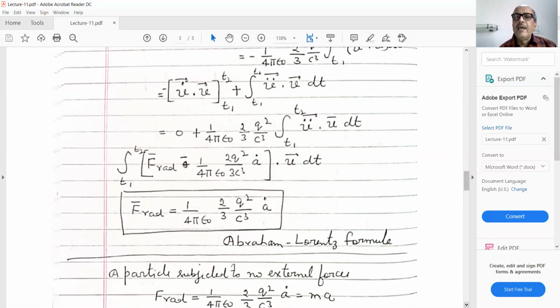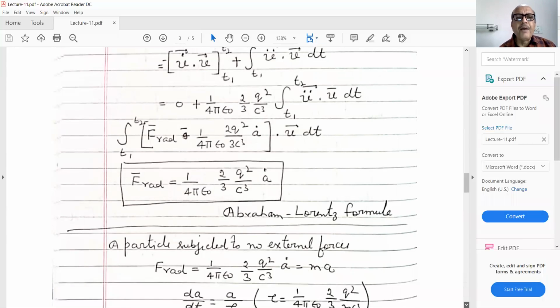Abraham-Lorentz formula. As I told you earlier, basically this is a formula defined with a lot of restrictions imposed on the problem, and then we derived F radiation to be equal to 1 upon 4 pi epsilon 0 into 2 by 3 q square upon c cube into a dot.